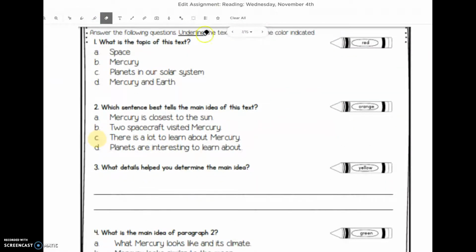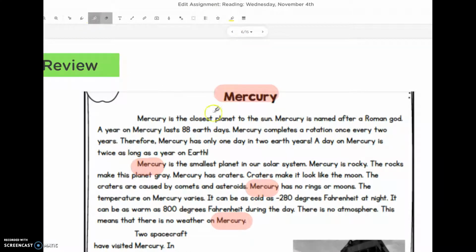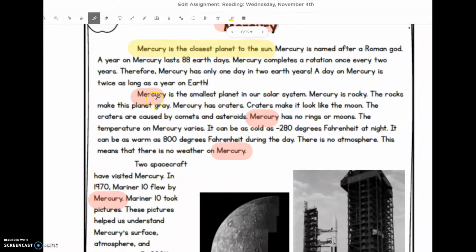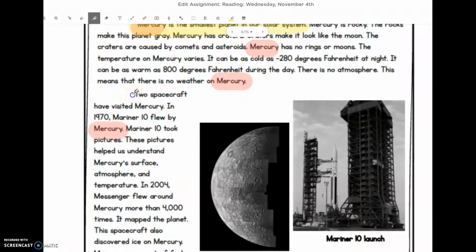We're going to highlight those headings in yellow. You may already have them highlighted from our reading. Headings are the first sentence or the topic sentence of a paragraph, and those tell us what the whole paragraph is going to be about.